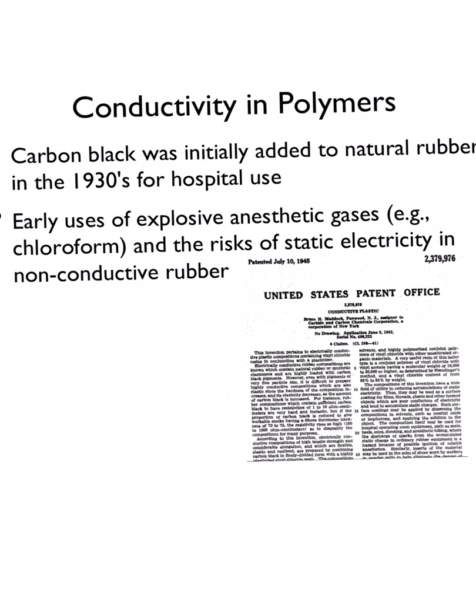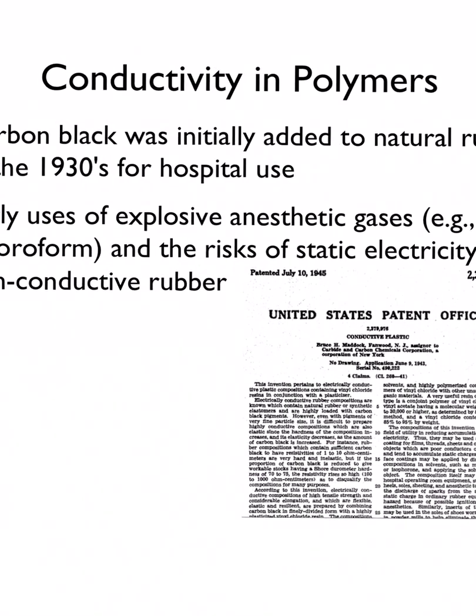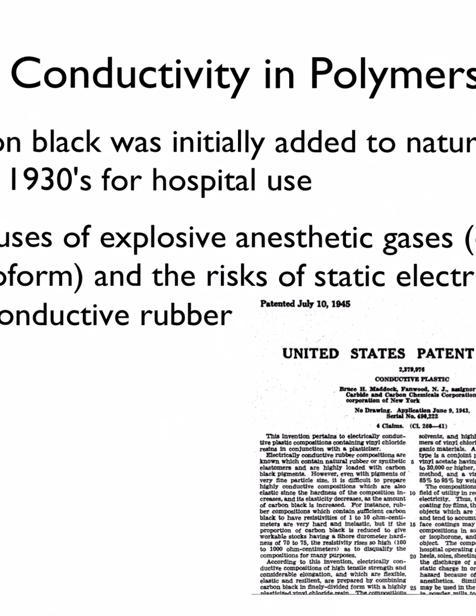And there was a lot of early work when polymers were just coming out as an actual thing. Carbon black was added to natural rubber in the 1930s for hospital use, and this is because they were using anesthetic gases like chloroform as ways of knocking people out. Chloroform and ether came into popularity during the Civil War when they had to amputate people's limbs. It was helped that they were able to knock them out with these gases.